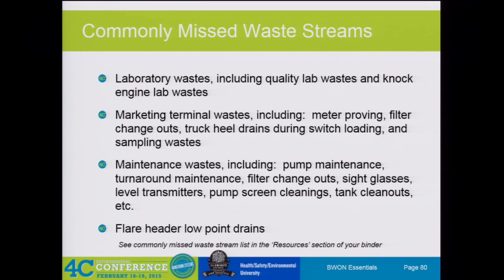Marketing terminal waste, so if you have a loading rack associated with your facility, lots of times those are considered co-located under BWON, and they are applicable. So you have to consider your meter proving, your filter changeouts, your truck heel drains during switch loading, and sample waste. So again, you have to make sure you're communicating with all people involved.